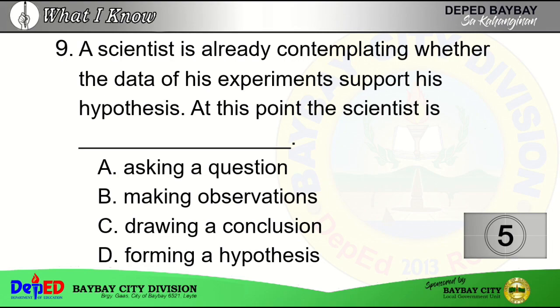Number 9. A scientist is already contemplating whether the data of his experiments support his hypothesis. At this point, the scientist is A. Asking a question. B. Making observations. C. Drawing a conclusion. D. Forming a hypothesis. The correct answer is C. That's right, students.